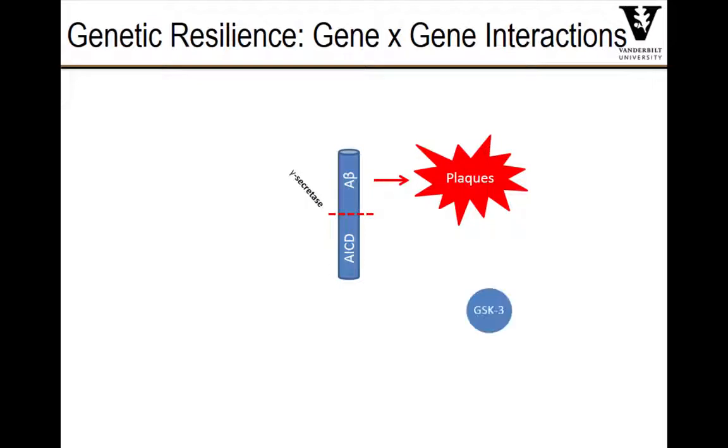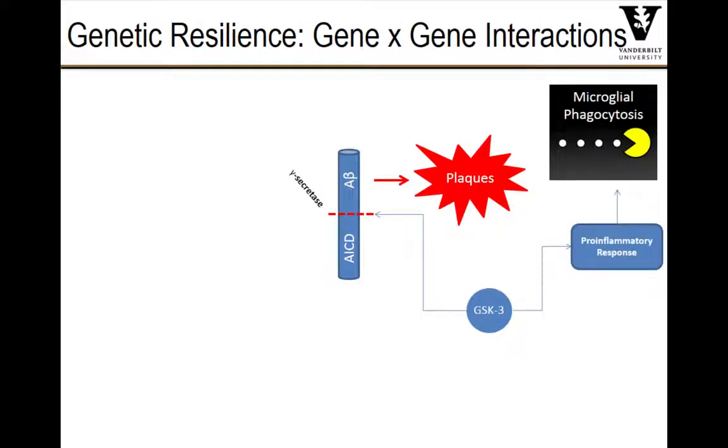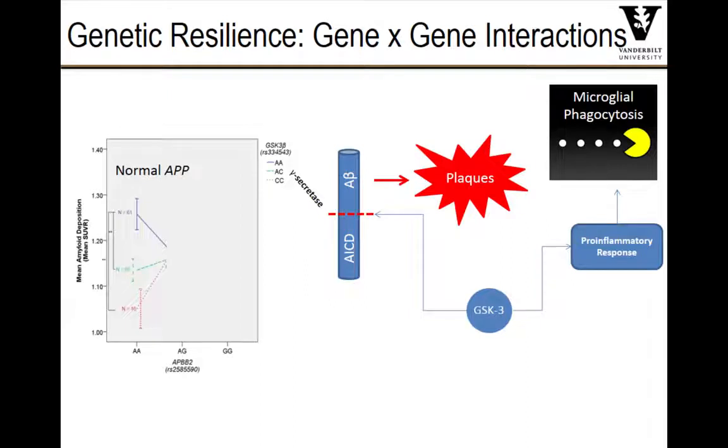So GSK3 beta we know regulates the gamma secretase cleavage of APP, and we also know that it drives a pro-inflammatory response in microglial phagocytosis, so the clearance of amyloid. So in that case, it's really great. If you have high GSK3 expression, it's doing what it's supposed to do, and your amyloid levels are going to be lower, and that's what we're seeing.